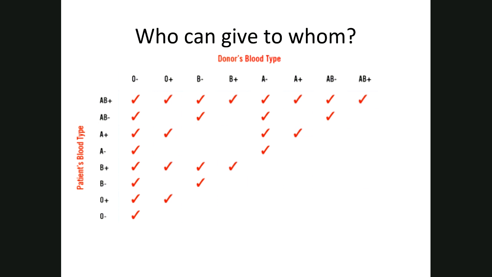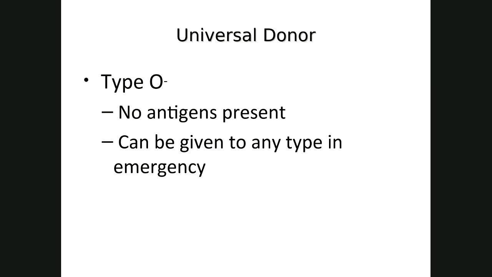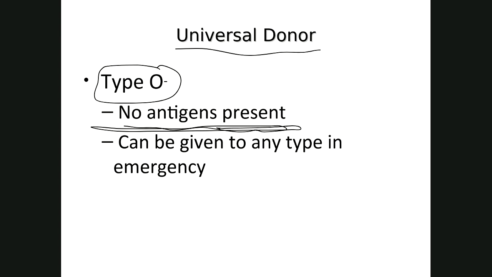But if we look at this, look, there's one blood type here who can give to everybody. Every single recipient can get this blood type without any kind of problem. That's O negative. So O negative is sometimes called the universal donor because there's not any antigens present. There's nothing on that O to attack. There's no A's to attack. There's no B's to attack. There's nothing to attack. And so O negative can be given to anybody.